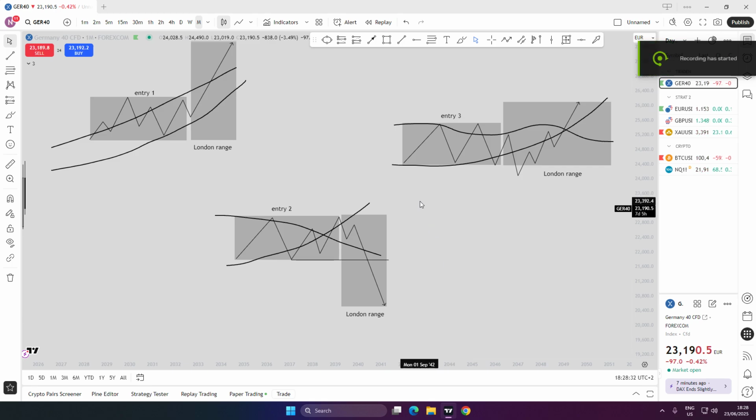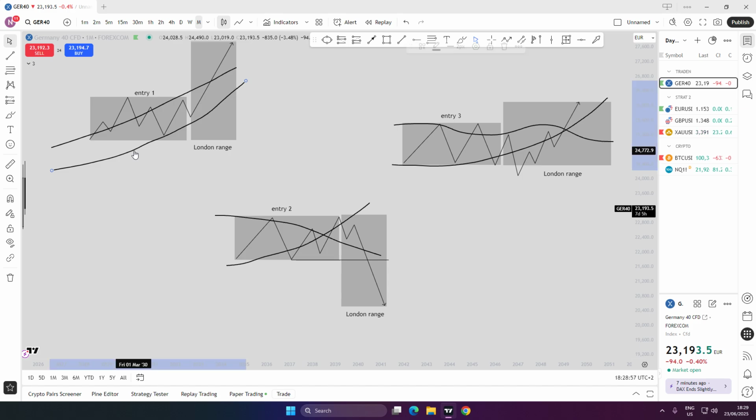Hello guys, I will explain the full Germany 40 breakout strategy with the three entry models. So the first entry model, I think everyone knows it. It's when the EMAs don't cross. So when the 50 EMA is above the 200 EMA, we look for buys. When the 50 EMA is underneath the 200 EMA, we look for sells.